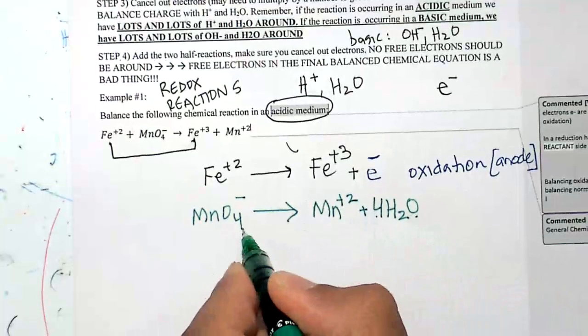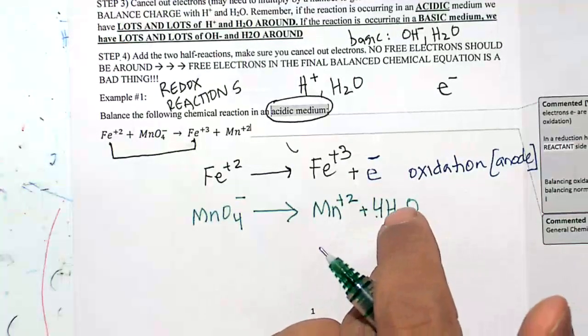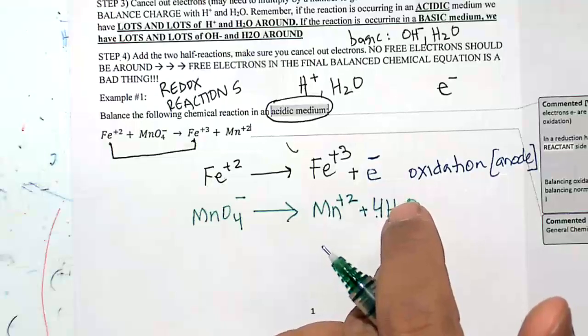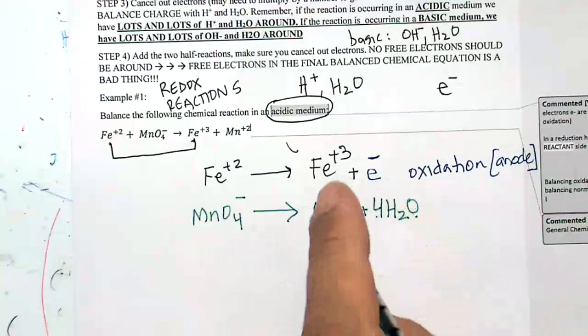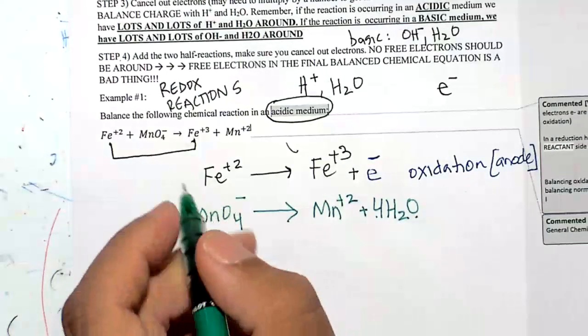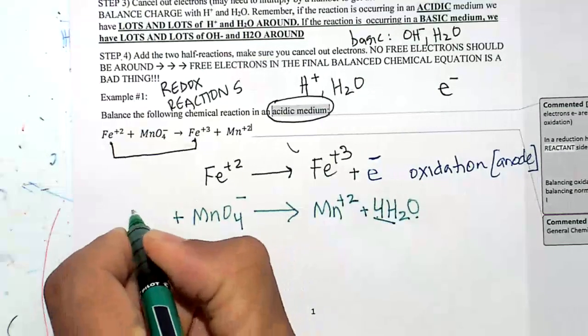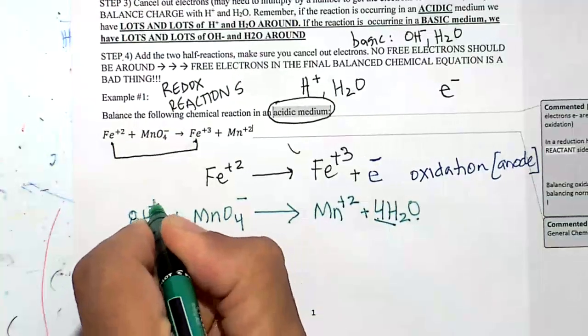All right, so that gives us 4 oxygens, 1 Mn, 1 Mn. Okay, now we've got hydrogens. What can we balance the hydrogens with? We're in an acid, so what do we have a lot of? We have a whole bunch of it in acid. H plus protons. So I'm going to balance this with 8 H plus on the other side.